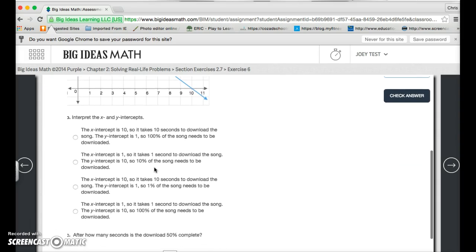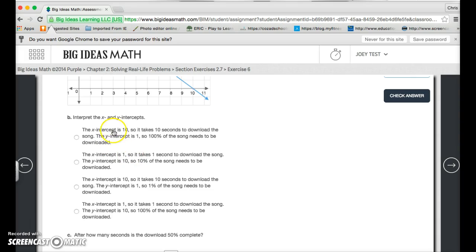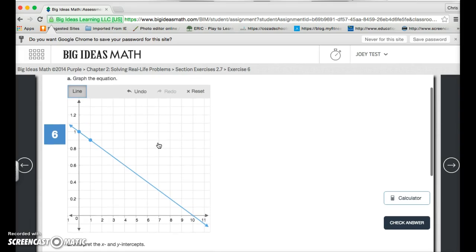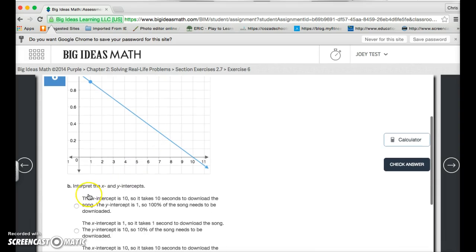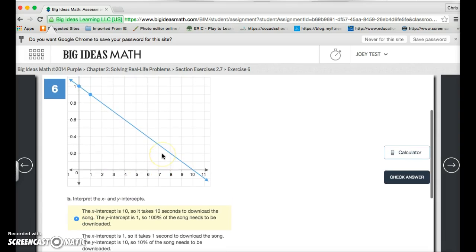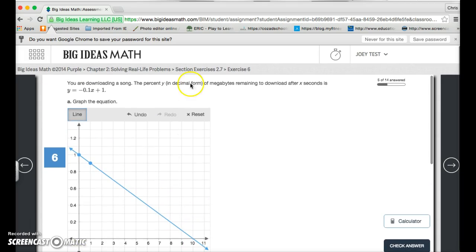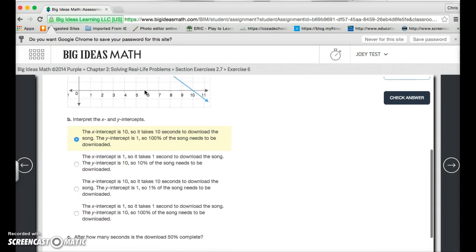Then interpreting the data for B, it says the x-intercept is 10, so it takes 10 seconds to download the song. The y-intercept is 1, so it's 100% that the song needs to download. Do you think that's what we want? Probably not. Oh, maybe it is. Yeah, that's what we want, isn't it? The x-intercept is 10, so it takes 10 seconds to download. Yeah, that's the time. That's the first one.